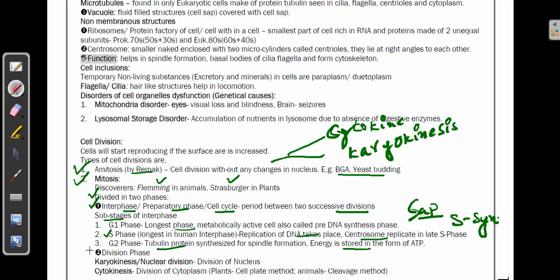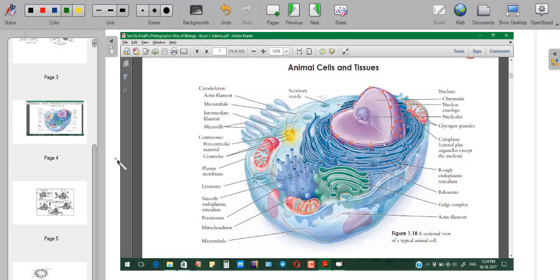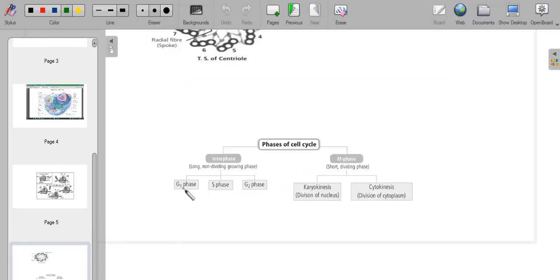The second phase is called the division phase. The division phase is divided into karyokinesis, division of the nucleus, and cytokinesis. If you compare mitosis with amitosis, the major difference between the two is that amitosis completely lacks these steps in how the cell division happens. You don't see any kind of changes. As soon as it gets some nutrients, it's going to duplicate. But in case of plants or animals, it waits for a few steps.